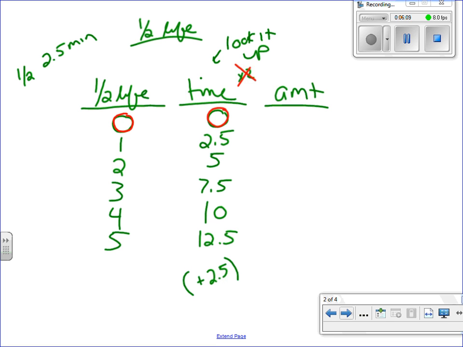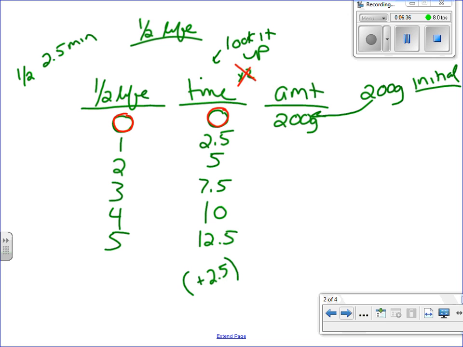The amount, okay? There are 3 cases for the amount. It may tell you to start with 100 grams. Let's say, not 100, let's say 200. It may tell you to start with 200 grams. That's your initial amount, so it goes right here. 200 grams. Make sure your rows line up, because if they don't, it's a pain in the butt.